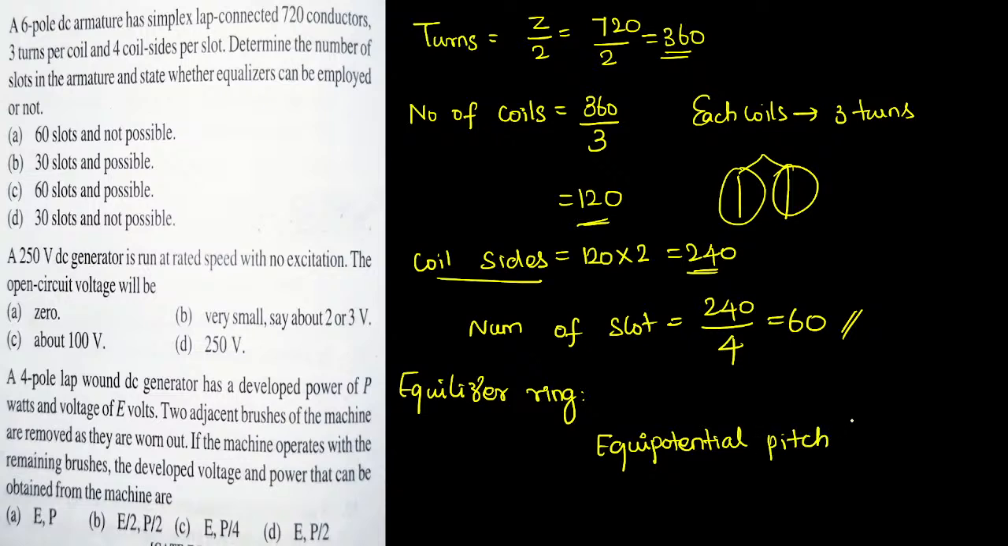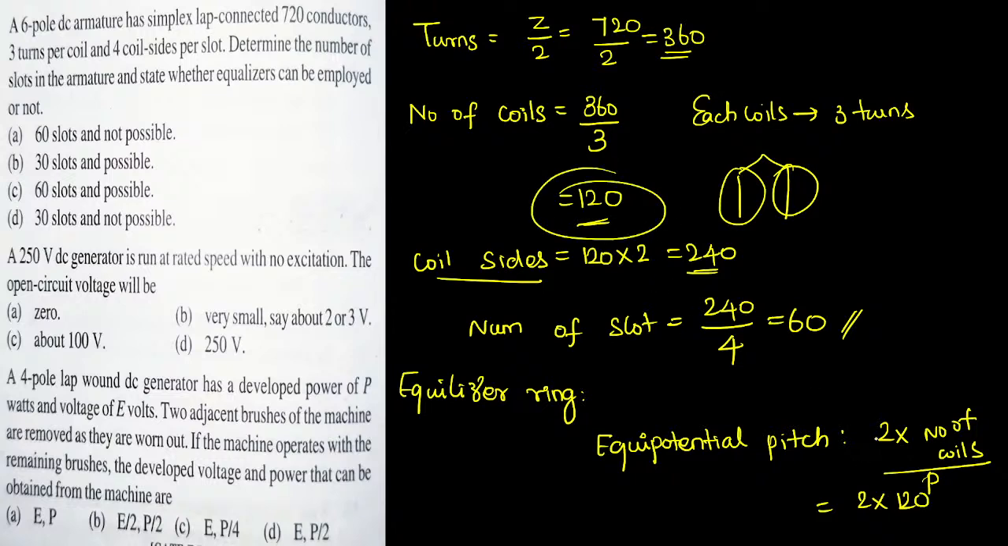Equipotential pitch, how do we create it? That is what we have to design. How will we do that? It is 2 into number of coils. You can just remember: 2 into number of coils divided by total number of poles. So when the equipotential pitch is created, if you divide this, we know the total number of coils is 120, already calculated.